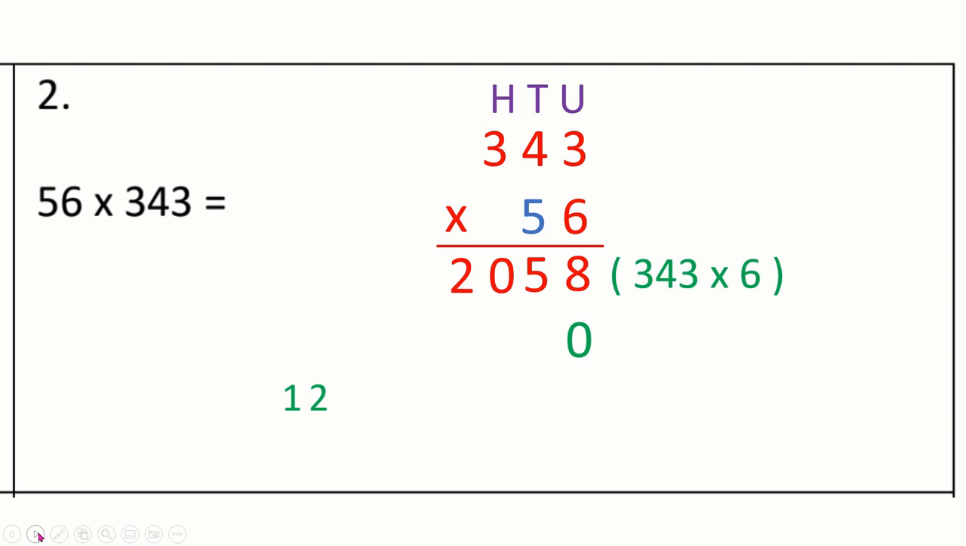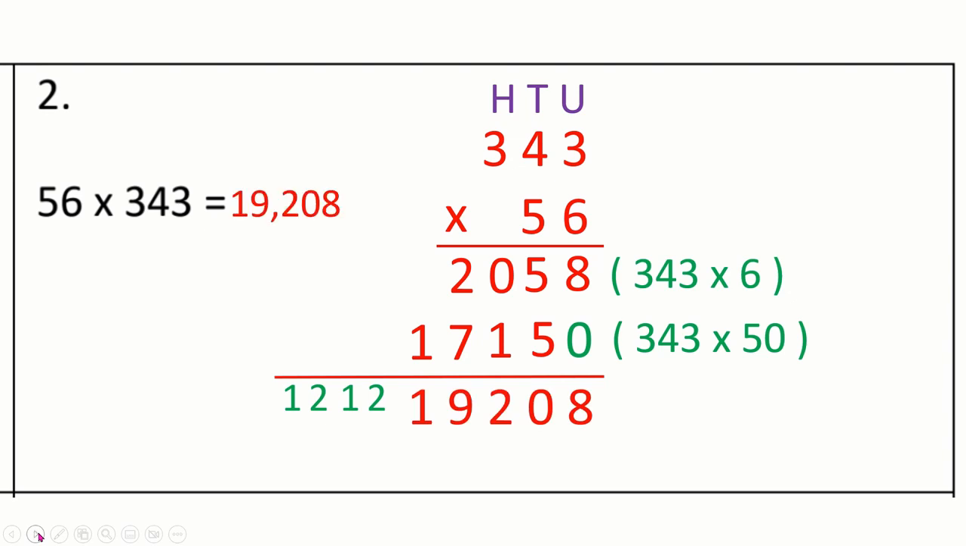3 times 5 is 15. Put down your 5, carry the 1. 4 times 5 is 20, plus the 1 you're carrying is 21. Put down the 1, carry the 2. 3 times 5 is 15, plus the 2 you're carrying is 17. That's the answer to 343 multiplied by 50. Add the two lines together, and the answer is 19,208.